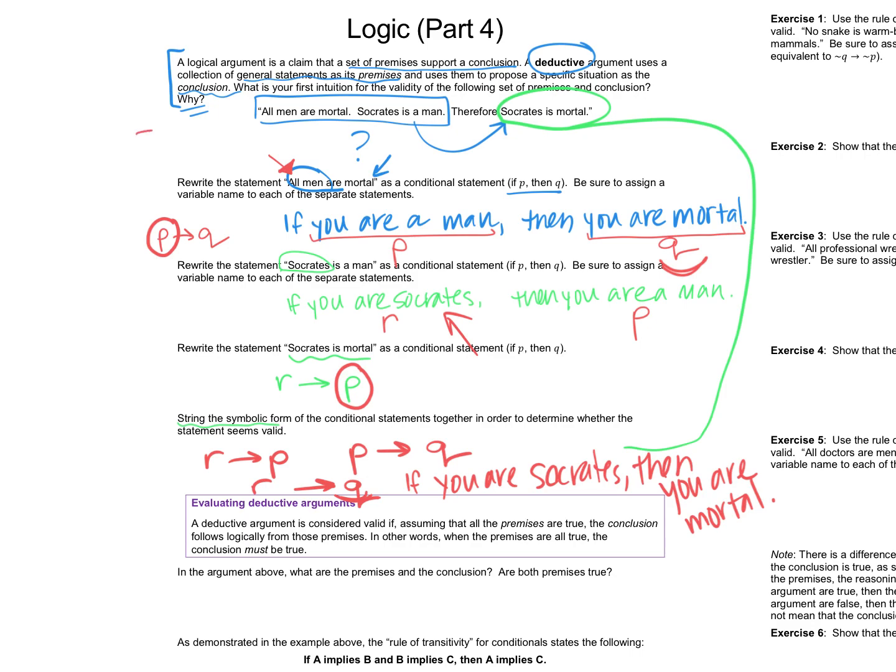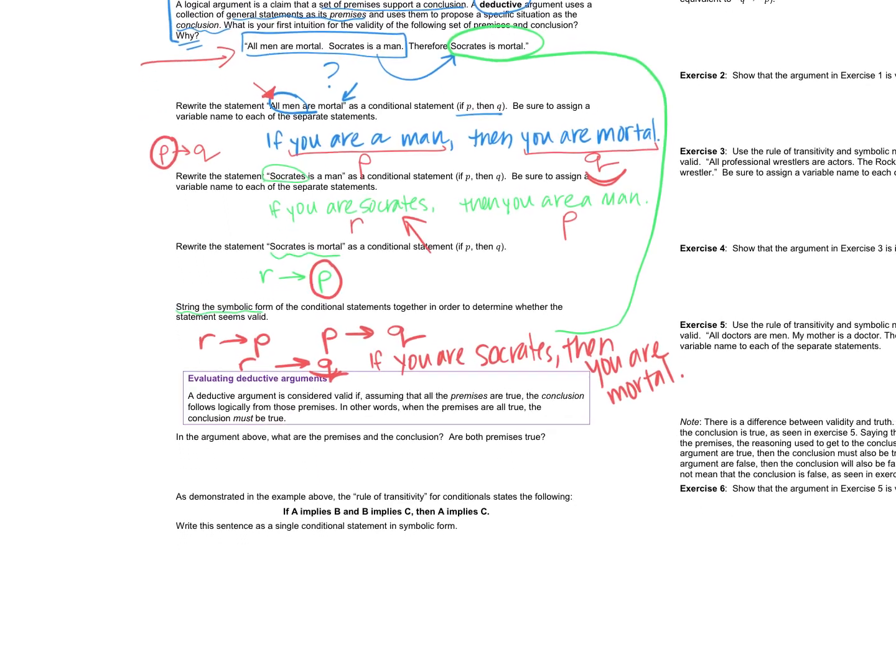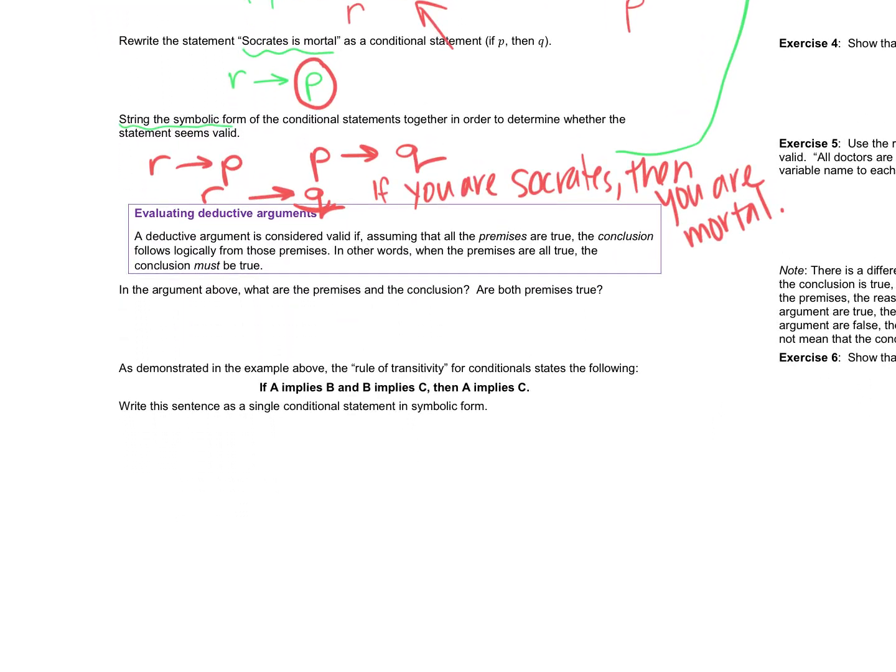So if you thought that this was a valid argument, premises with a conclusion, then you were right, based off of using those two conditional forms and combining them together. So we say that a deductive argument is considered valid if, assuming all the premises are true, the conclusion logically follows from those premises. In other words, when all the premises are true, then the conclusion must be true. So if we know that R is true and P is true, then Q is true. If all those are true statements, you can see that string working out.